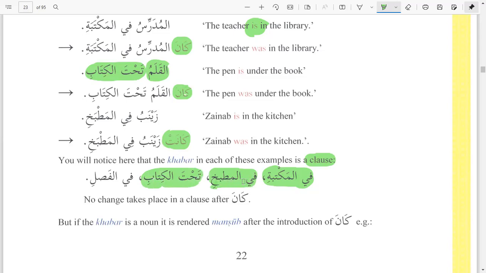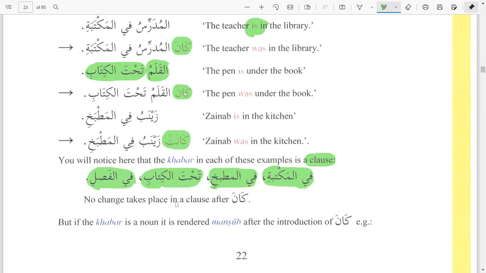Fil matbakhi, in the kitchen. What is in the kitchen? We don't know. Fil maktabati, in the library. Who is in the library? We don't know. Fil fasli, who is in the class? We don't know. So they look like a sentence, but they don't give a complete meaning, so they are not a sentence. They are shibhul jumla, phrase or clause.